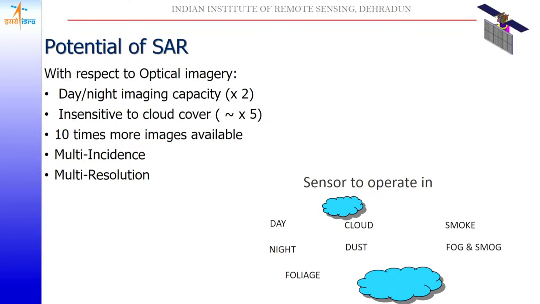And compared to optical, it has multiple incidence angles, meaning we can operate SAR in different look directions. It also has multi-resolution: normally optical sensors have one fixed resolution, but in the case of SAR we can have different modes, with multiple resolutions at each mode. As per our application we can choose our mode. If we want higher resolution data, we can use the spotlight mode; for normal resolution we can use the strip map mode, or for a large swath we can use coarse resolution.